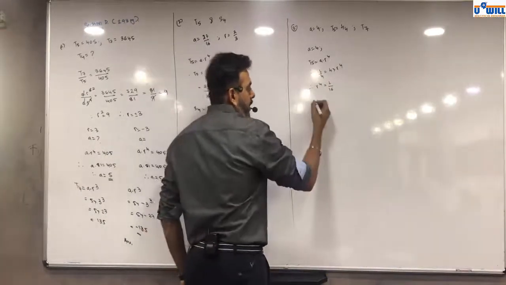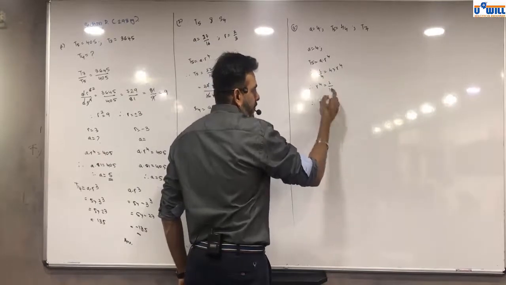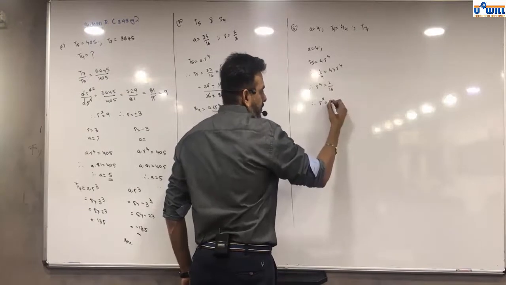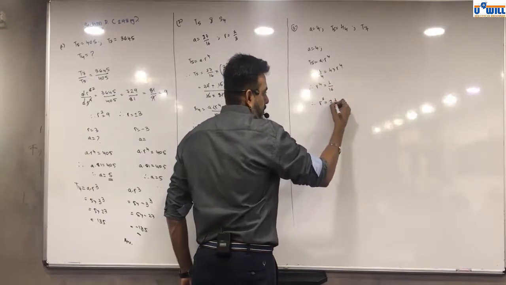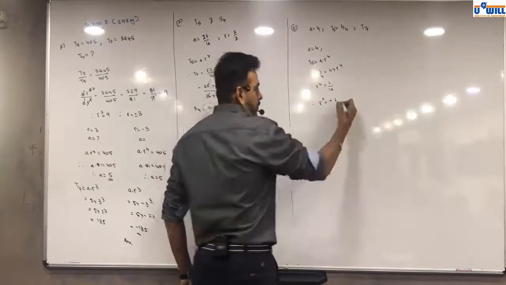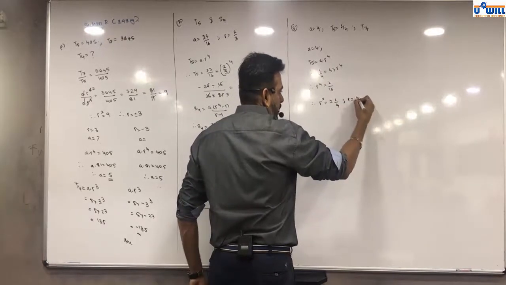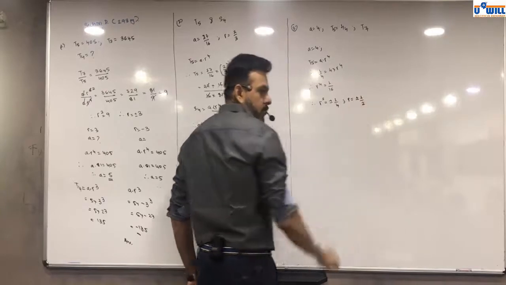What will be the value of R? Therefore, first let us take R square. R square is equal to under root of 1 by 16. So plus or minus 1 by 4. What will be the value of R? Again, R will be equal to plus or minus 1 by 2.